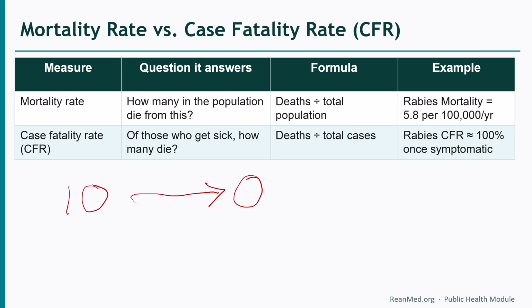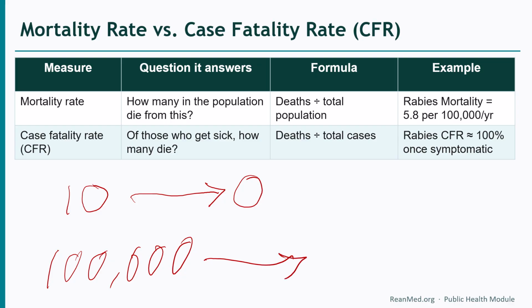But instead, if we have lots of healthy people, if we have 100,000 healthy people who don't have rabies and we watch them for a year and we say how many people will die at the end of the year, it will be on average 5.8 people, because most people never get rabies. But if they do get rabies, then they will die.